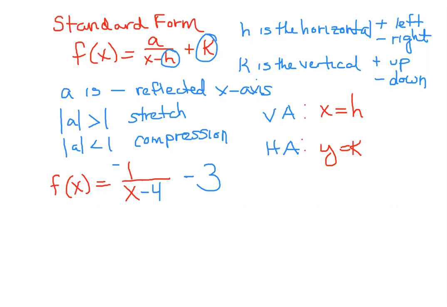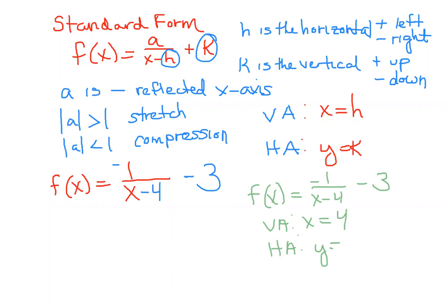So that is going to be our equation. If we want to write it so it looks a little neater, it would be f of x equals -1 over x minus 4 minus 3. And the vertical asymptote is going to be x equals 4, and the horizontal asymptote is y equals -3. All right, let's look at the next one. Number 2.